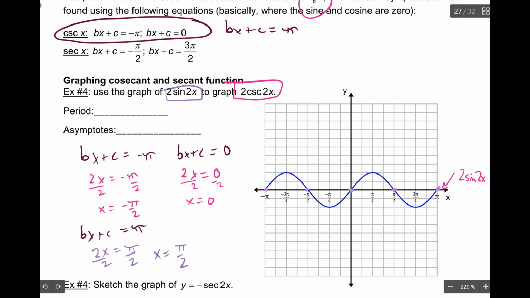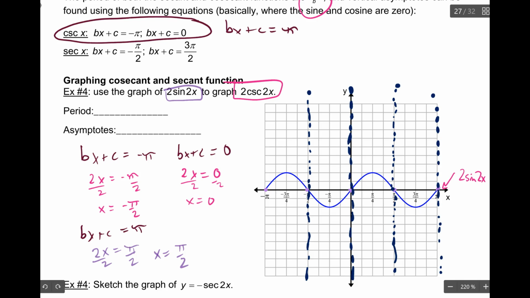So right here I have 0 as an asymptote, which makes sense, because look, our sine function was 0 there. At negative pi over 2, I have an asymptote. At pi over 2, I have an asymptote. Notice every pi over 2, I have an asymptote here as well. Okay, sorry, those look ugly.